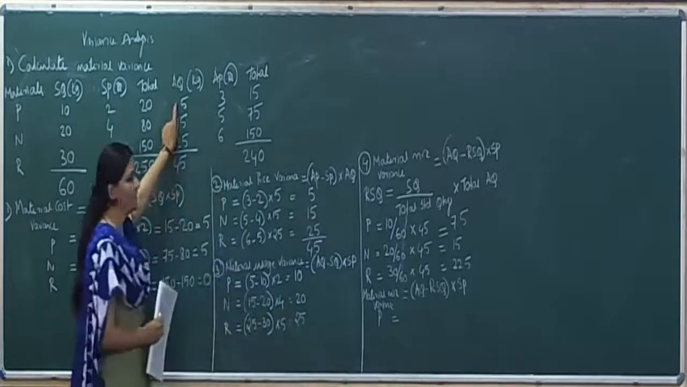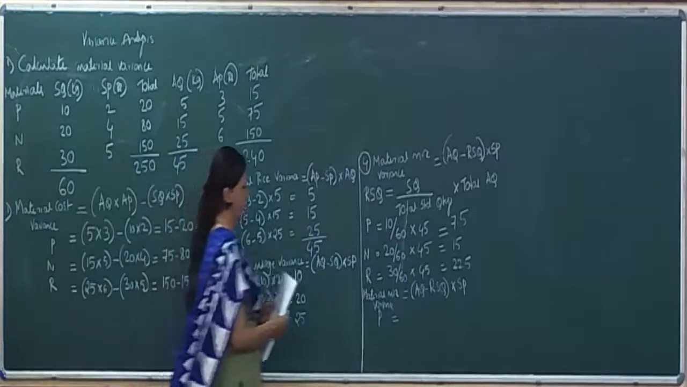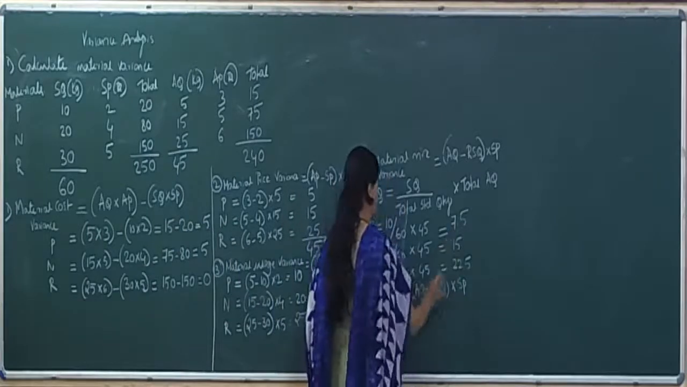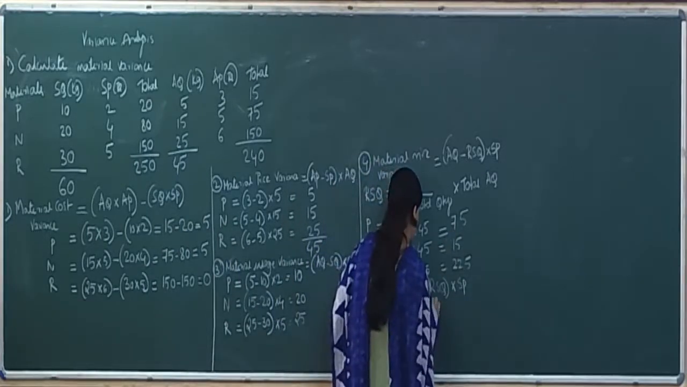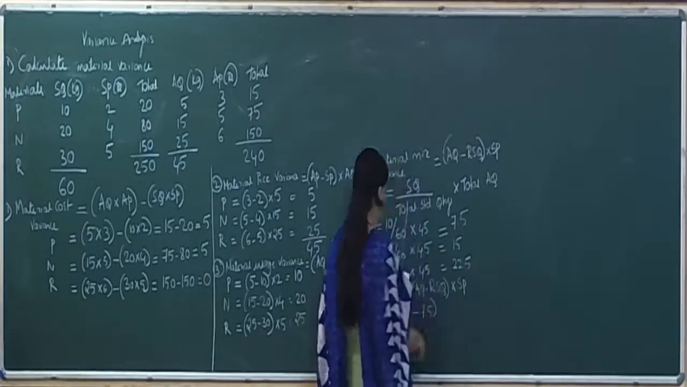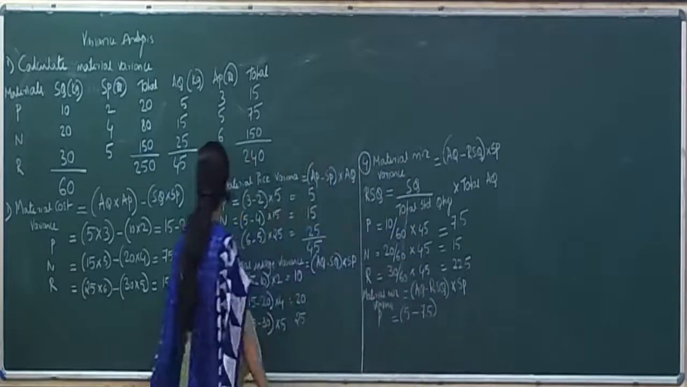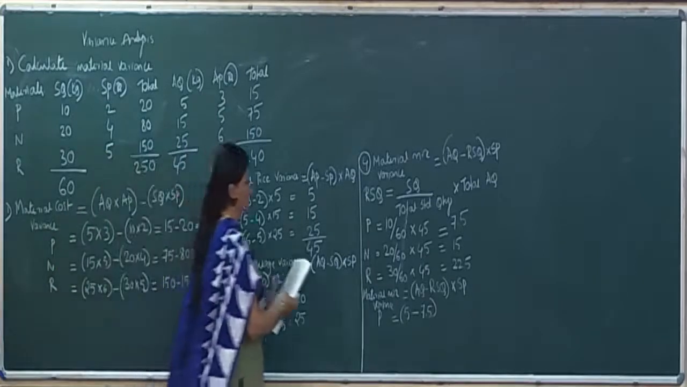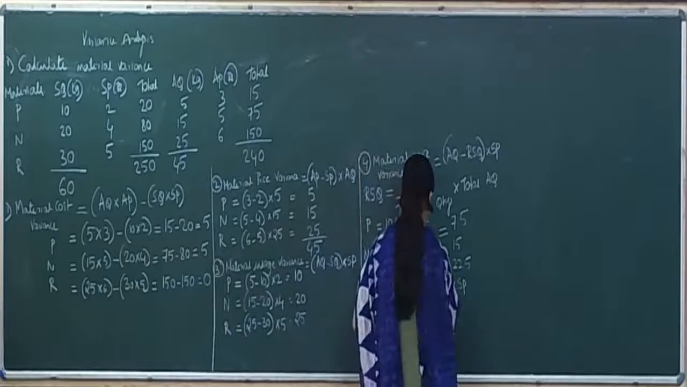For P, what is the actual quantity given? Actual quantity is 5, minus 7.5, into selling price. Here it is given as 2.